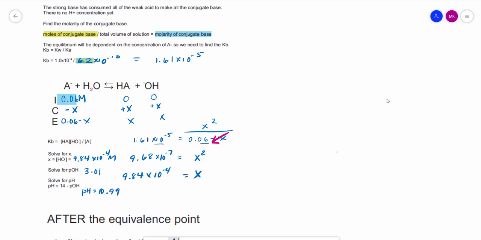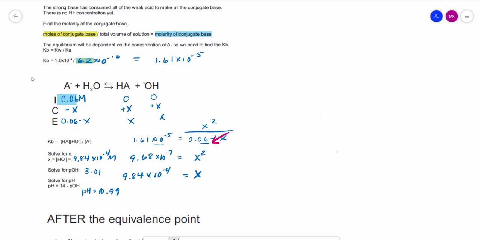But was that simplification valid? Well, we use the 5% rule. So I take my x value of 9.84 times 10 to the negative 4, and I'm going to divide it by my initial concentration, 0.06, then multiply that by 100, and I get 1.64. So because that is less than 5%, that is a valid approximation. So we can simplify that one, that's fine.